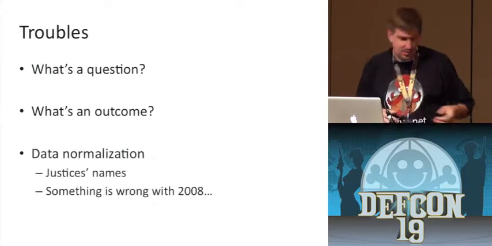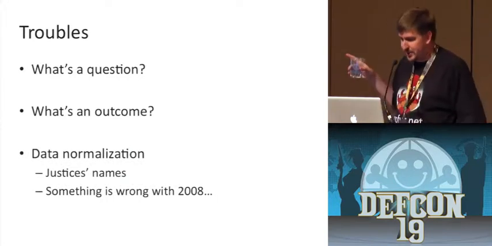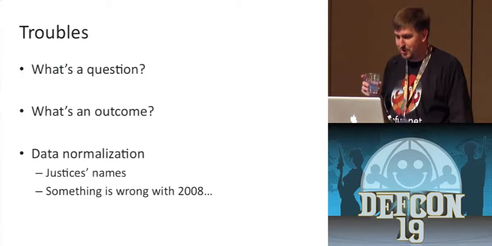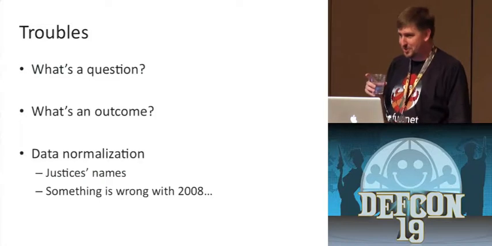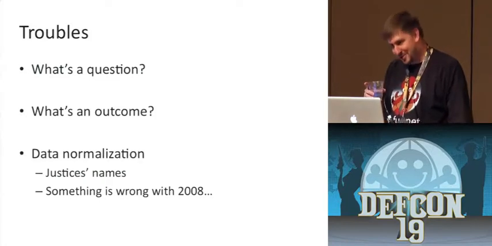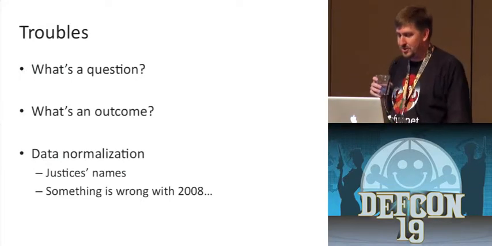The third thing is some data normalization issues. So we saw that screenshot with Justice Sotomayor. She sometimes appears in the XML as Sonia Sotomayor, Sonia_Sotomayor, sometimes as Justice_Sotomayor, sometimes as Justice_Sonia_Sotomayor. And there are other tricks like that in there.